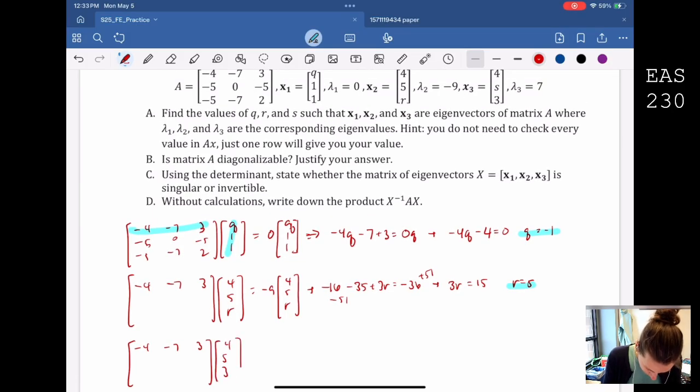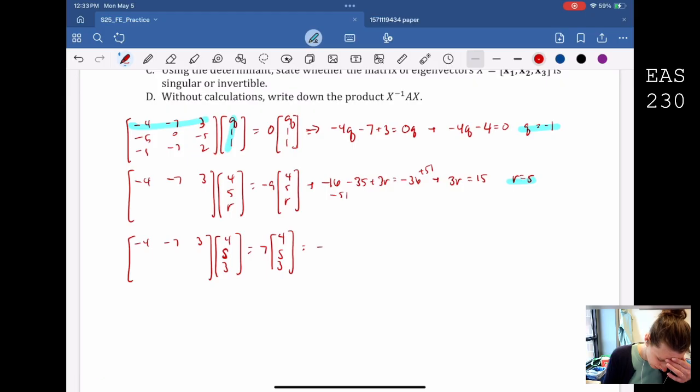For S, 3 equals 7 times x3. So once again, the dot product, I get negative 16 minus 7S plus 9 equals just this first number. Just remember, first row, first column, make sure you're only setting it equal to the first number, if you're only using one row of A, because make sure you understand all these mechanisms. Equals 28.